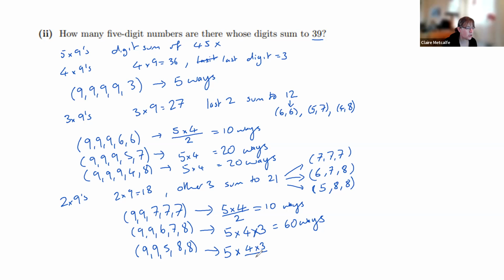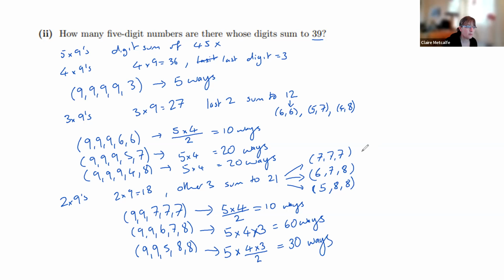We need to divide by 2 because placing the 2 8s, you need to get rid of the double counting. So an 8 first and an 8 second is the same as an 8 second and an 8 first. So that gives me 5 times 6, which is 30.